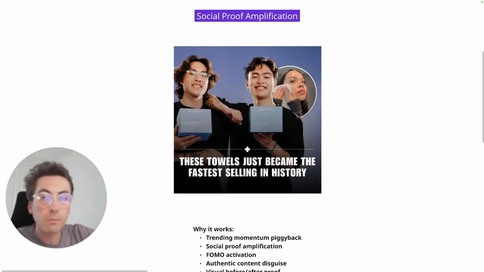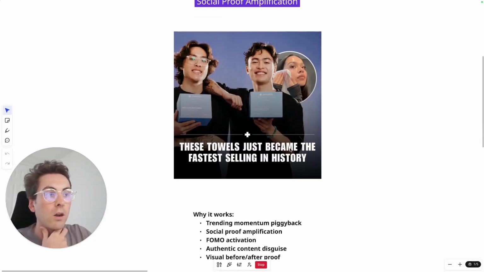Now, what do you notice about these images? Well, they look kind of like what you see on Instagram theme pages. They don't necessarily look like ads. They look more like this viral kind of image concept that you guys have probably been seeing Instagram theme pages post for the last 5 to 10 years. Now, headline here, these towels just became the fastest selling in history.